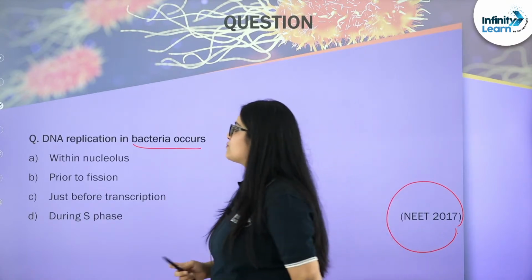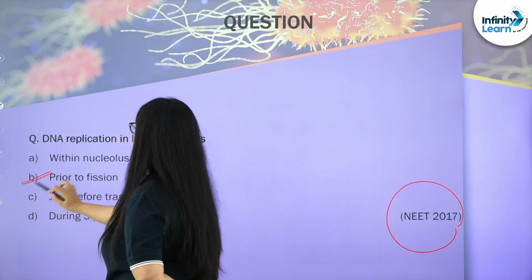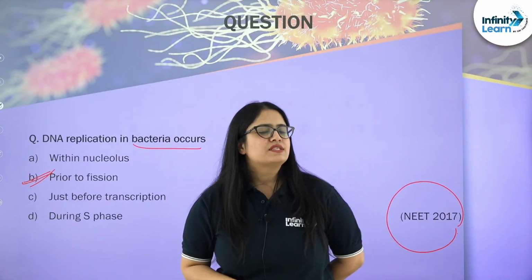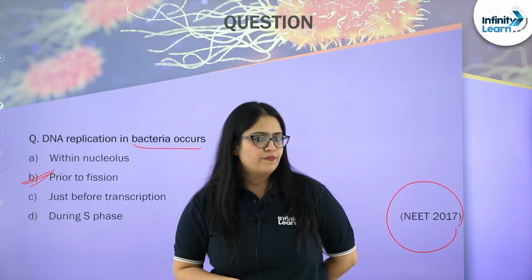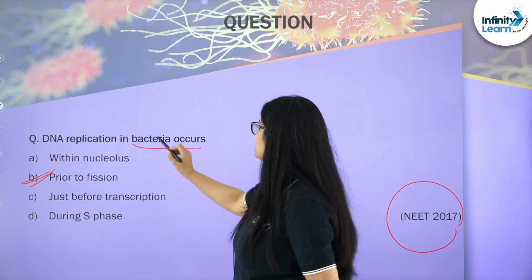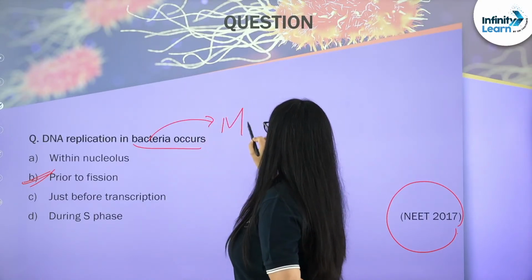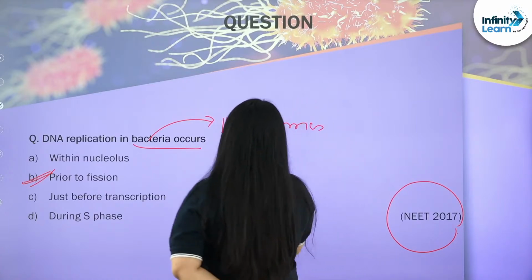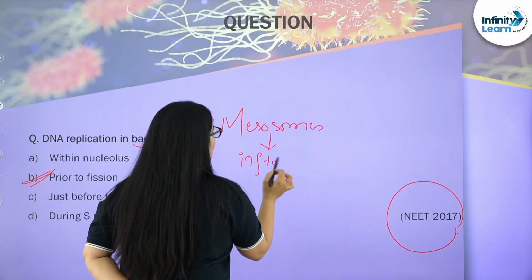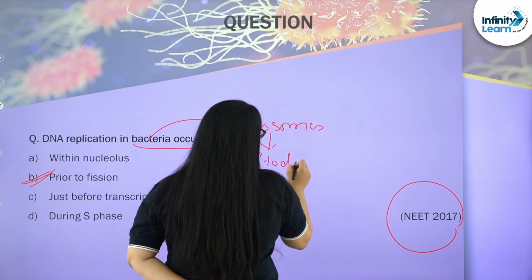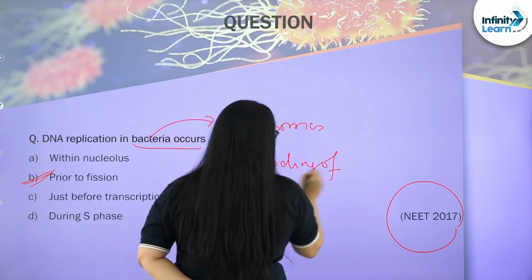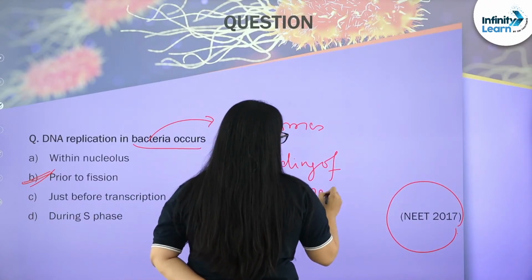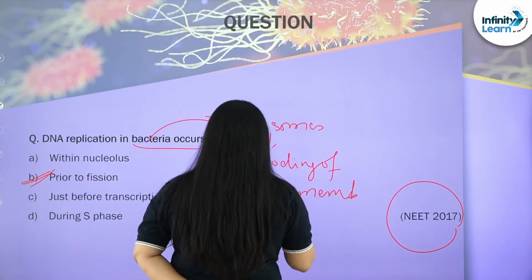So the answer is prior to fission. And also note, students, when it comes to bacteria, who actually helps in DNA replication? Do you remember? Yes, it is the mesosomes. So what are mesosomes? Mesosomes are the infoldings of plasma membrane in bacterial cell.